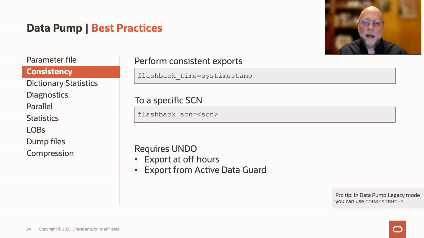Now, why isn't a consistent export the default? Well, the reason is that when we perform a consistent export, we have to retain undo for the duration of the export. And sometimes that could be for hours. So when you're going to have a consistent export, make sure that you have enough undo retention to handle that. Otherwise, the export will end up failing with the snapshot too old error, as some of the data we need gets aged out of your undo retention.